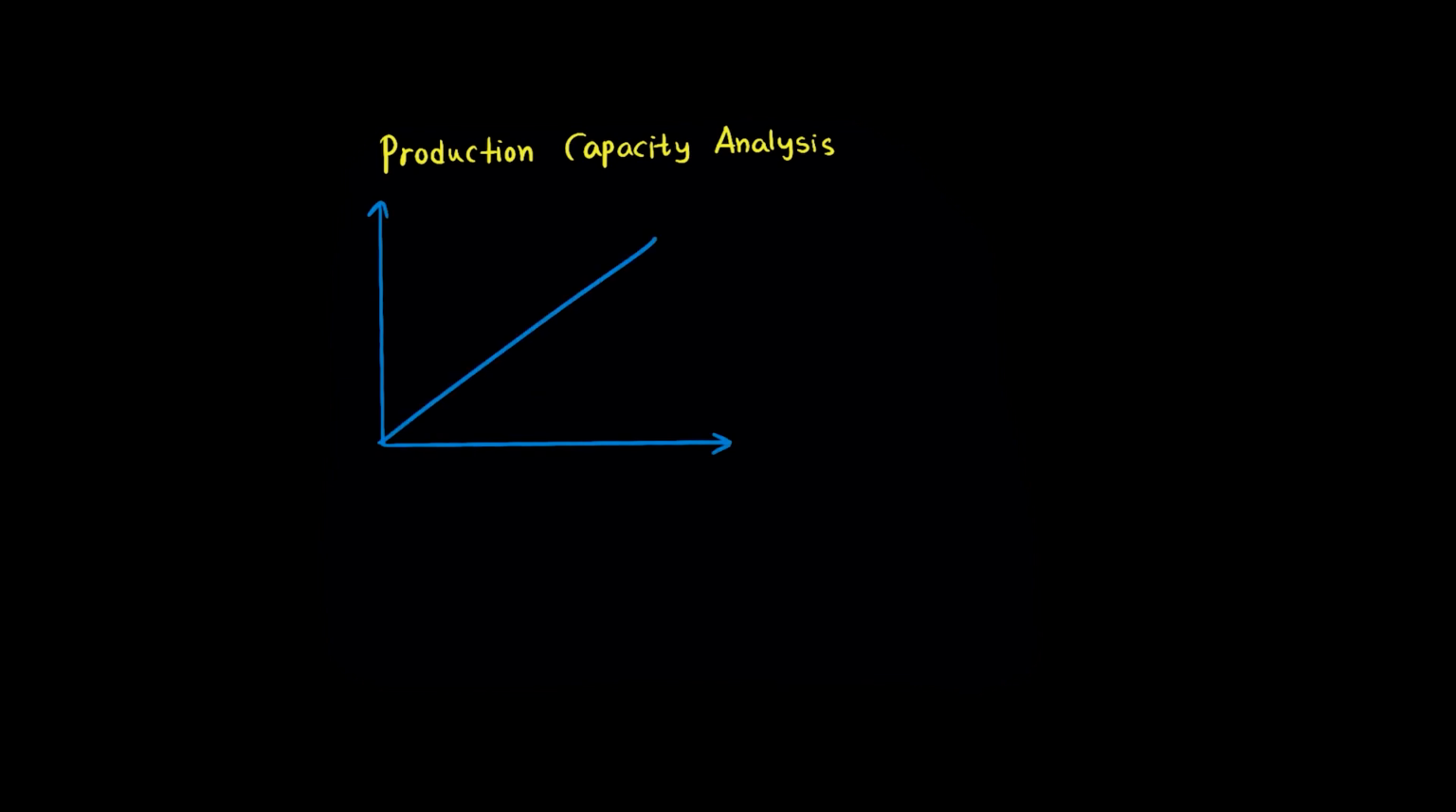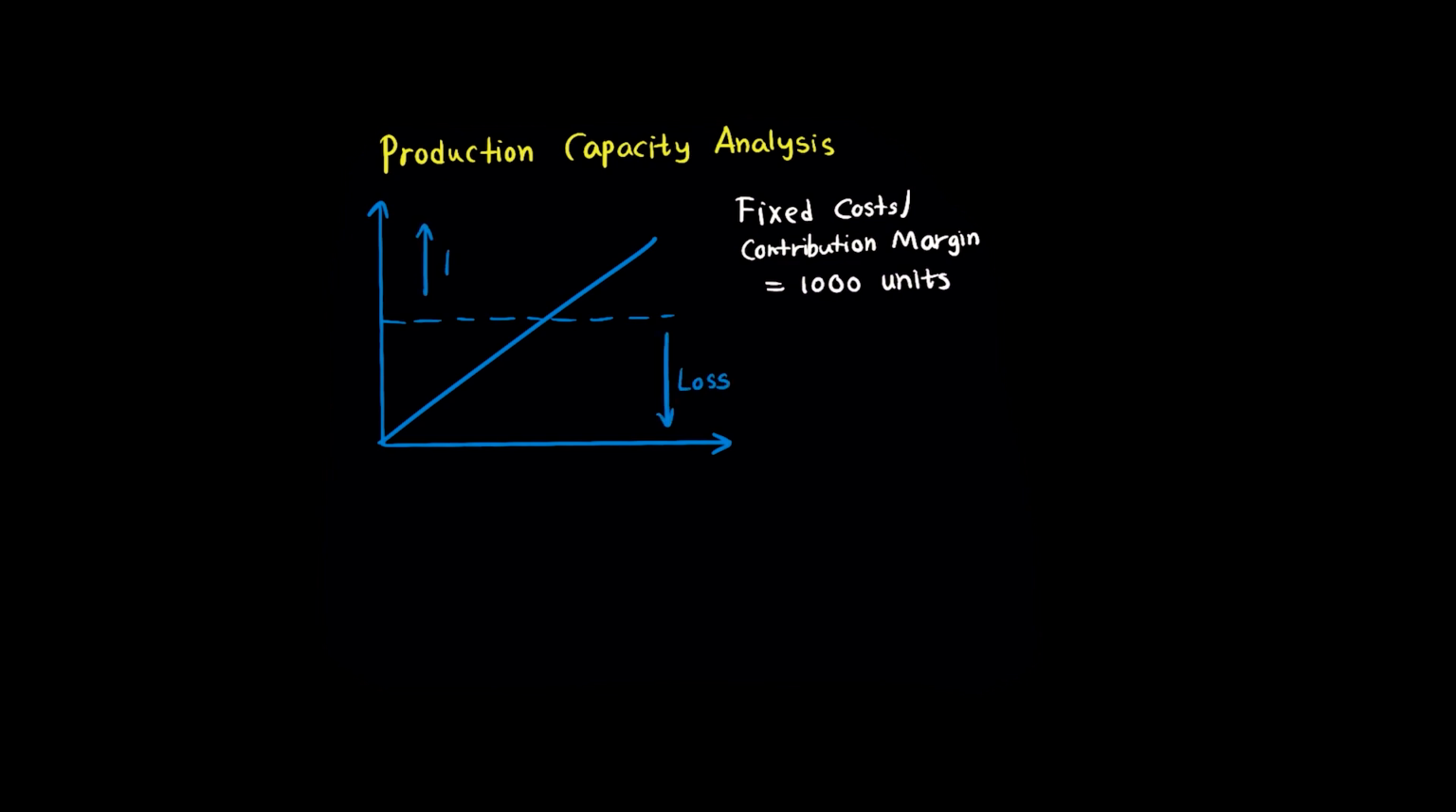Production capacity decisions showcase the power of sequential quantitative analysis. The journey begins with break-even analysis, the foundation of production planning, where costs equal revenue. First, calculate fixed costs divided by contribution margin to find break-even. Say it's 1,000 units. Below this, you lose money. Above it, you profit. But that's just the beginning.